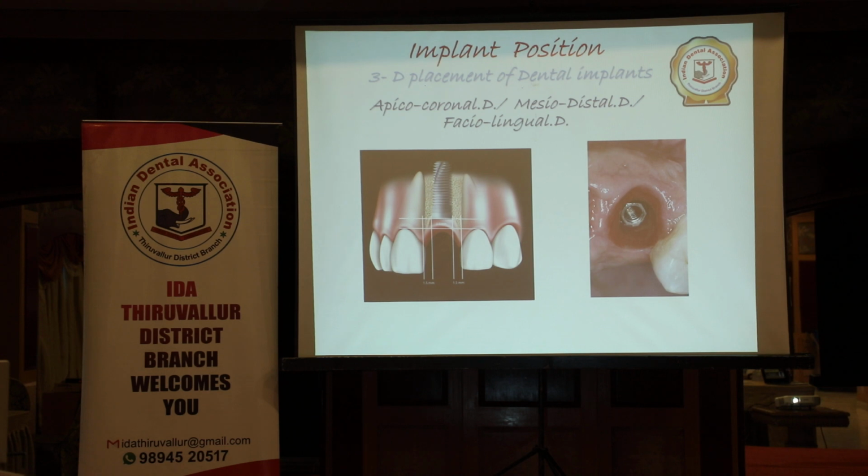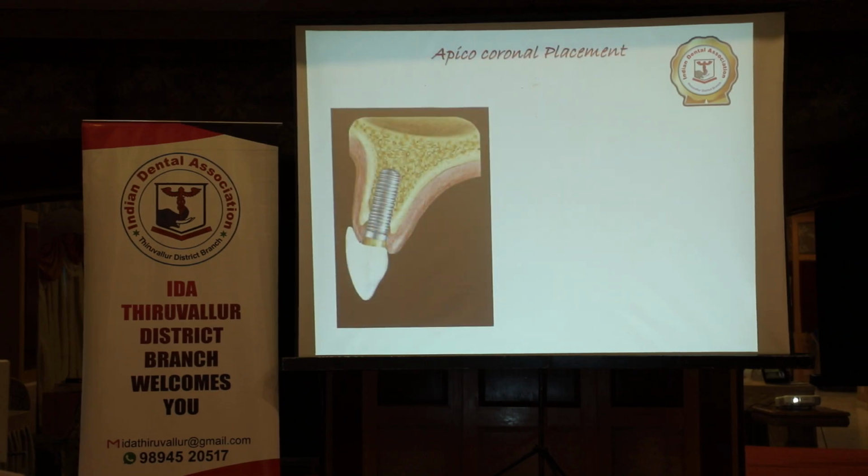So once you have decided to go in for the implant, what are the basic things we have to evaluate? Three dimensions: the epicoronal dimension, the mesiodistal dimension, and the faciolingual dimension have to be evaluated. First, the epicoronal dimension. Where am I going to place the implant in the epicoronal relationship? What is going to be my ideal placement?